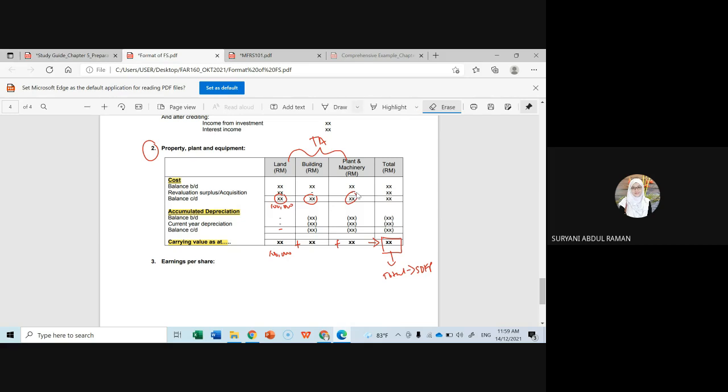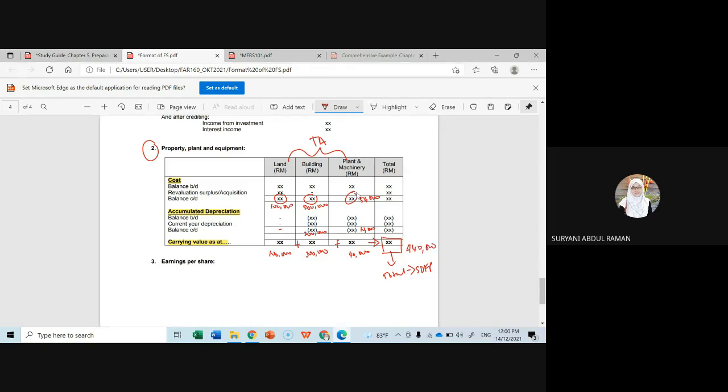Okay, building katakan the total is let's say 500,000. Okay, and then the accumulated depreciation is 200,000. So at the end you ada berapa? 300,000. Okay, as plant and machinery you have 50,000 and then accumulated depreciation is 10,000. So at the end you ada berapa? You ada 40,000. So 100,000 plus 300,000 plus 40,000, how much plus? 440,000.